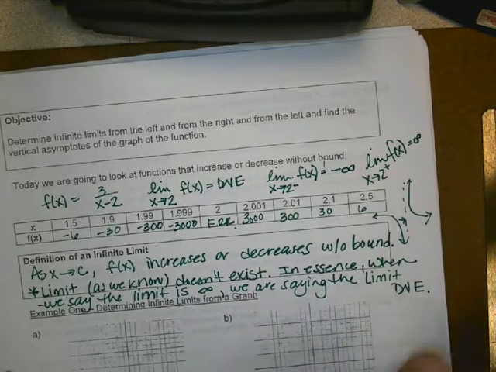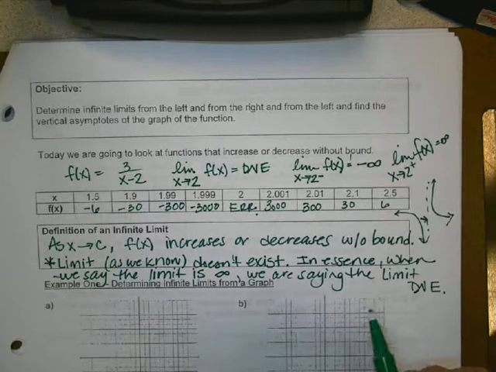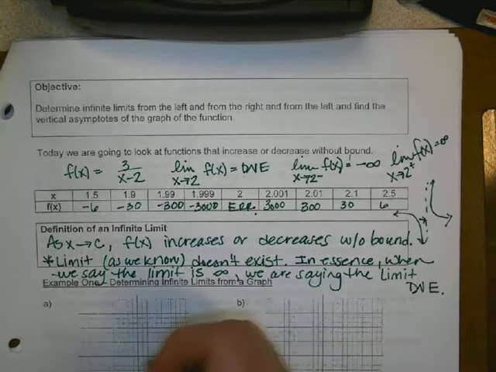Okay, so we're going to look at 4 different scenarios here. All of them are going to have, I think, an asymptote at 3. So we're going to go ahead and draw those in right now.